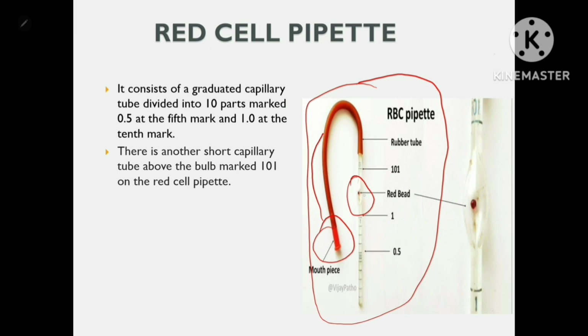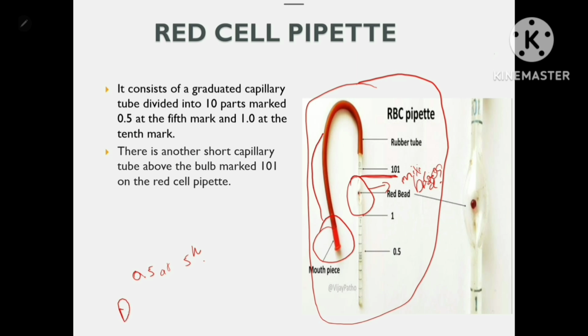This capillary tube opens into the mixing bulb, which contains a glass bead that facilitates the mixing of blood and the diluent. This pipette is used for RBC counting. The marking on the red pipette is 101, and it is also divided into 10 parts, marked up to 0.5 at the 5th mark.